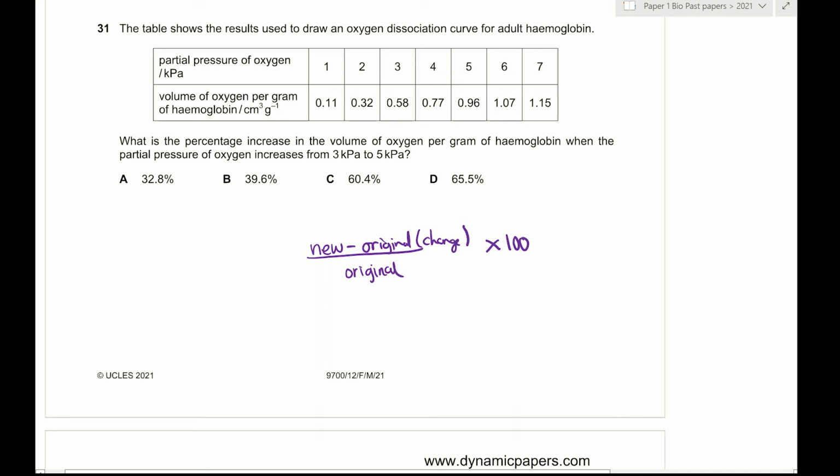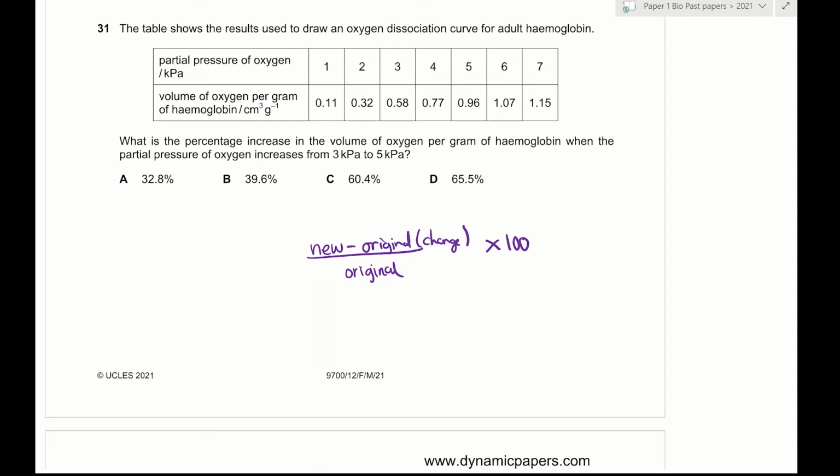The table shows the results used to draw an oxygen dissociation curve for adult hemoglobin. What is the percentage increase in the volume of oxygen per gram of hemoglobin when the partial pressure of oxygen increases from 3 kilopascals to 5 kilopascals?